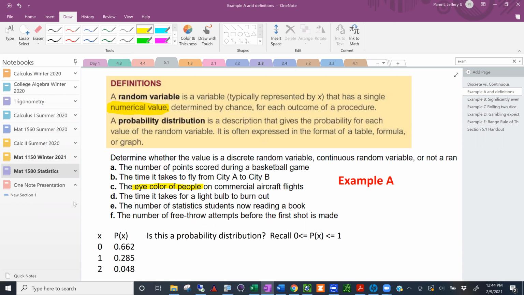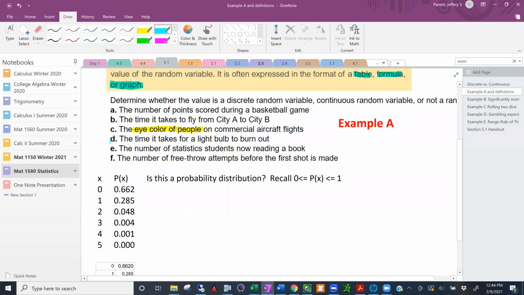Okay. Now let's talk about a probability distribution. Because a probability distribution is going to tell us what these probabilities are. It's going to say, okay, the chance of this happening is this. Now that probability distribution can be expressed in a couple ways. It can be in the form of a table, a formula, or a graph. So a lot of different ways, just as long as it conveys the probability of something happening, one of the values of a random variable.